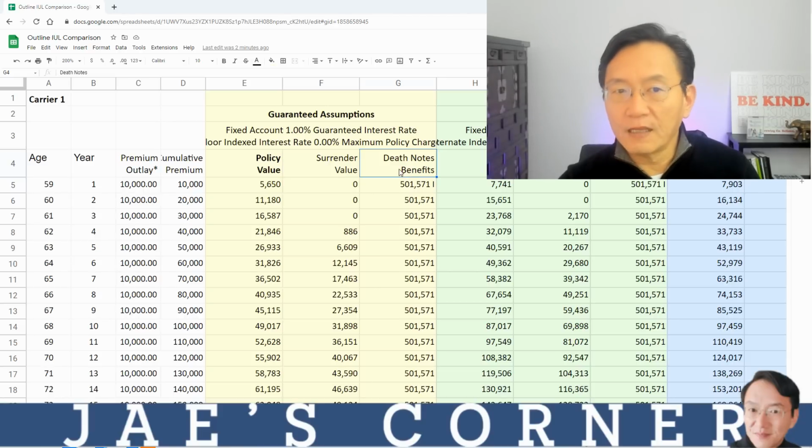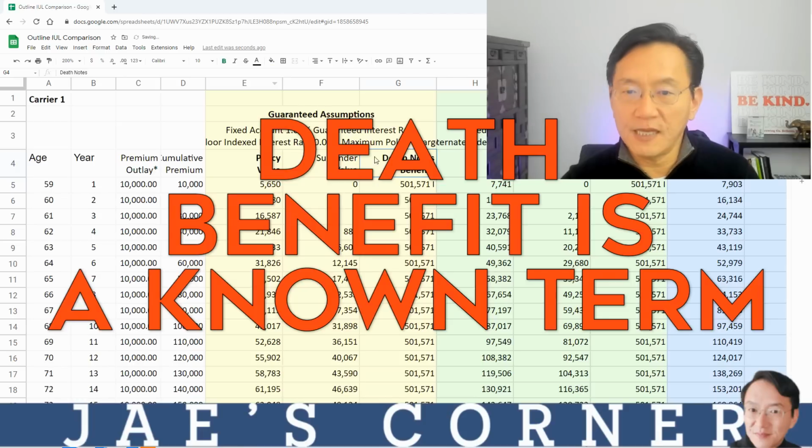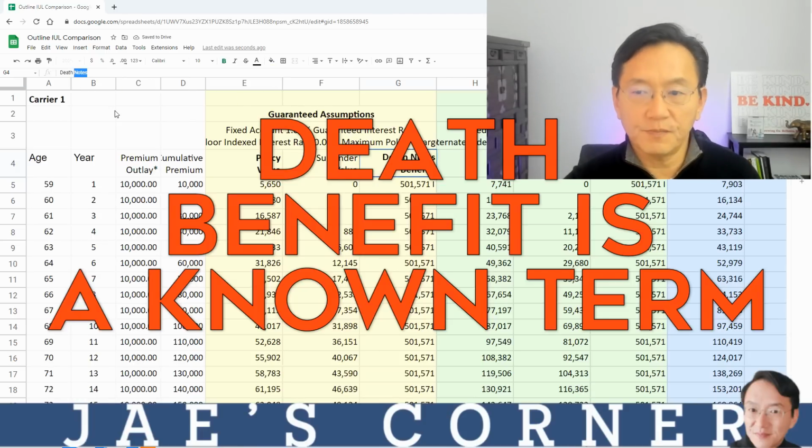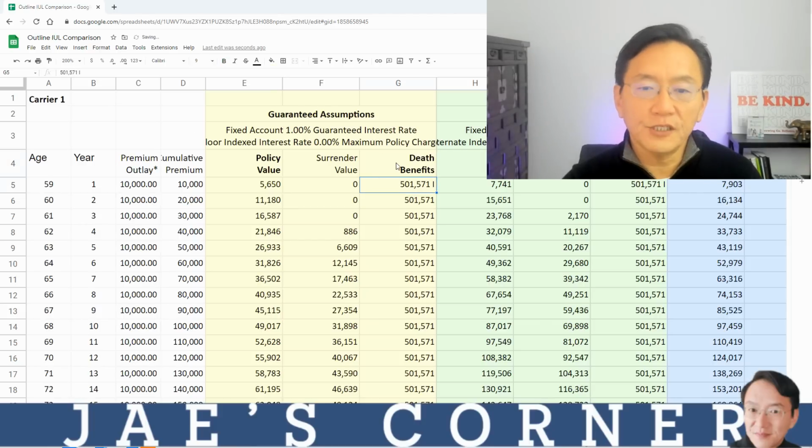The third column here is the death benefit, and we've got a typo here, so this should be death benefits. You can see that if at any point in time you pass away, then the beneficiaries would be entitled to $501,571.